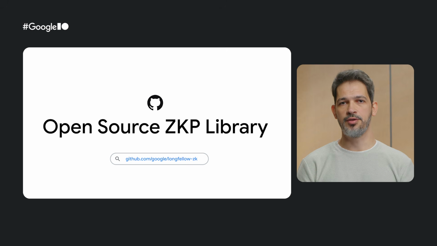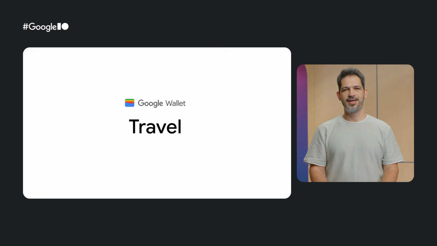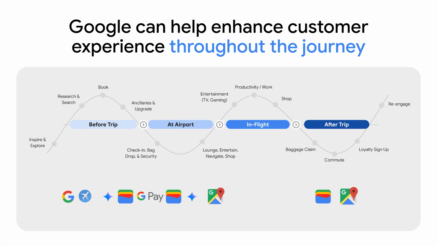Zero-knowledge proof is a cryptographic protocol that lets users prove that something about them is true without sharing any other data. This means you can securely verify a user's age without ever revealing their personally identifiable information. Beyond identity, Google Wallet is becoming an even more useful tool for travelers. We want to make travel feel less stressful and disconnected, and be with travelers throughout their journey.